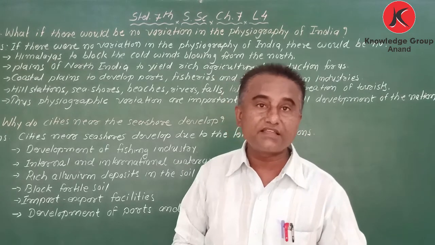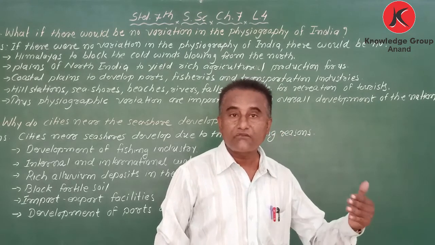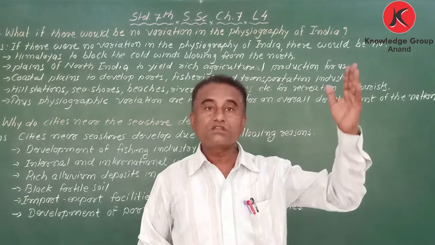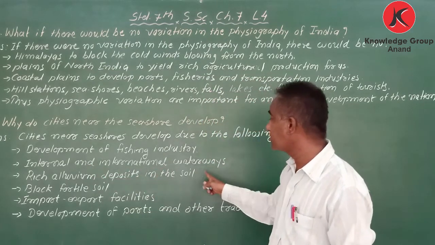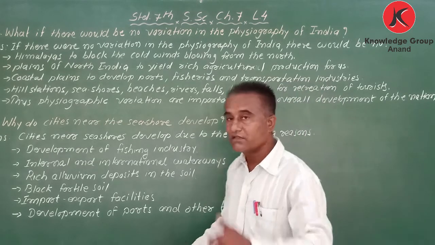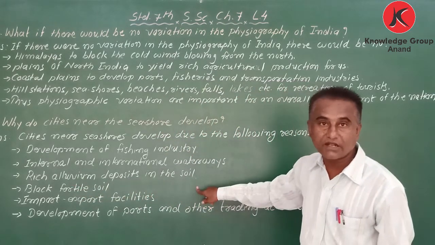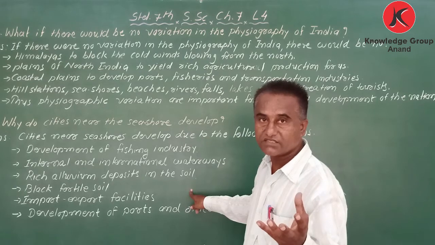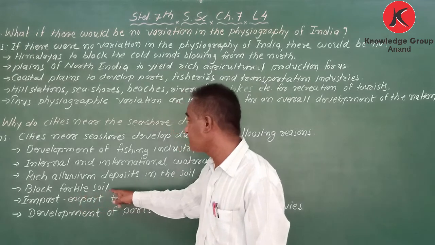When ports are there, we can send goods to other parts. From Mumbai we can send to Kandla, from Kandla to Thiruvananthapuram, and from Kandla to other countries also. So internal and international waterways. Third is rich alluvium deposits in the soil, which is fertile. Soil means jamin. Good for agriculture.